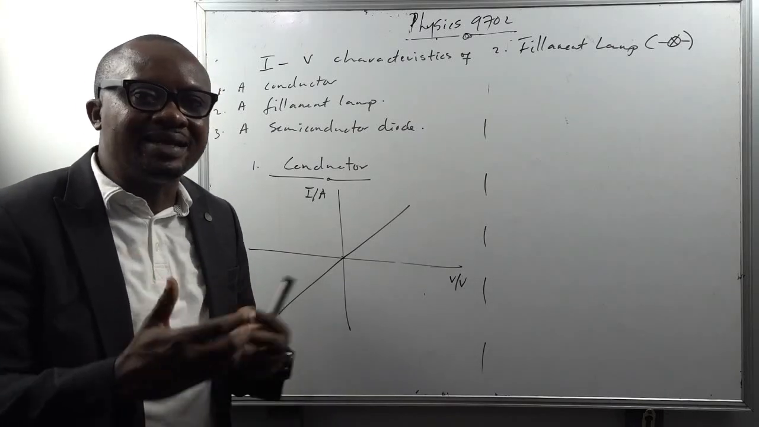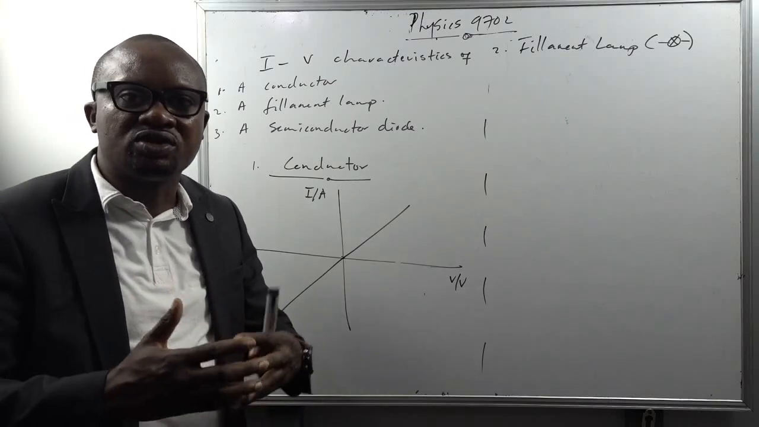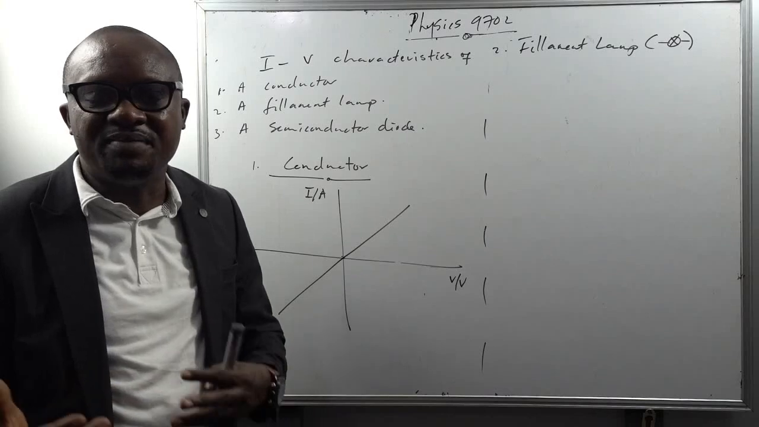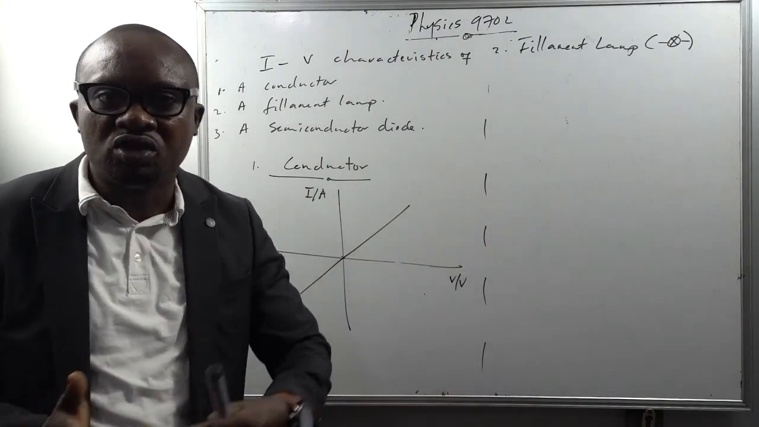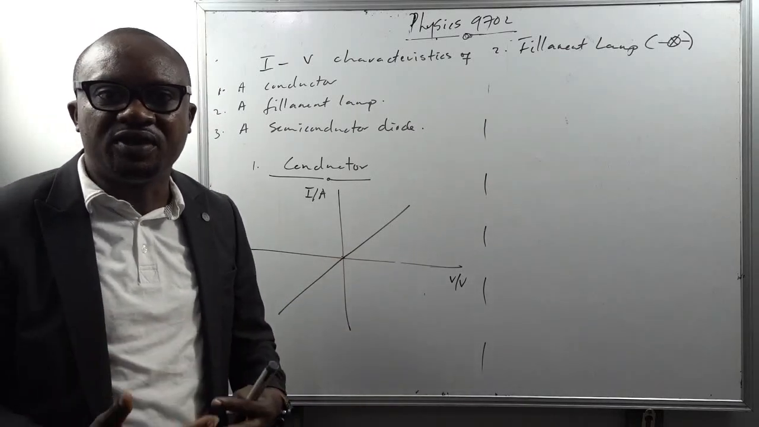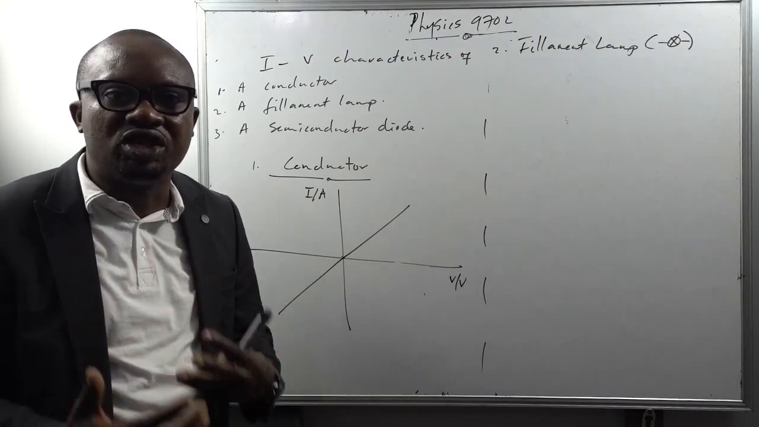So in most metals, the change in temperature is not considerable. That's why we can say that metals are ohmic conductors. Most metals are ohmic what? Conductors. But a filament lamp is not an ohmic conductor. The reason for that is that the change in temperature for a filament lamp is considerable.